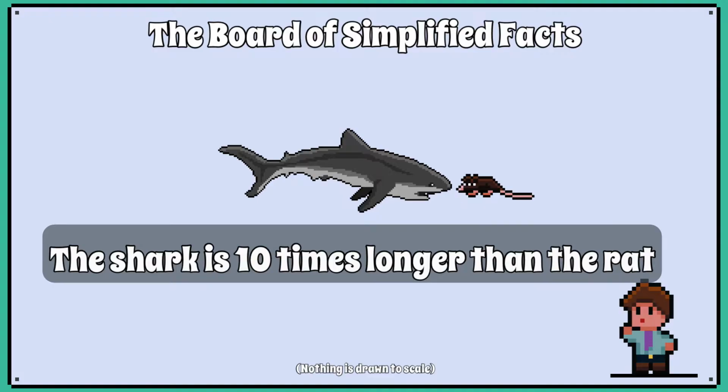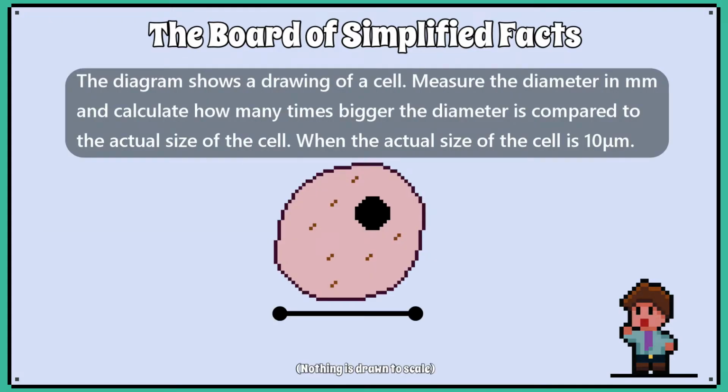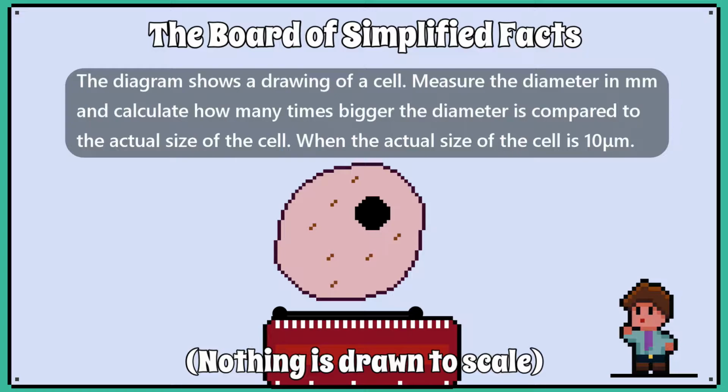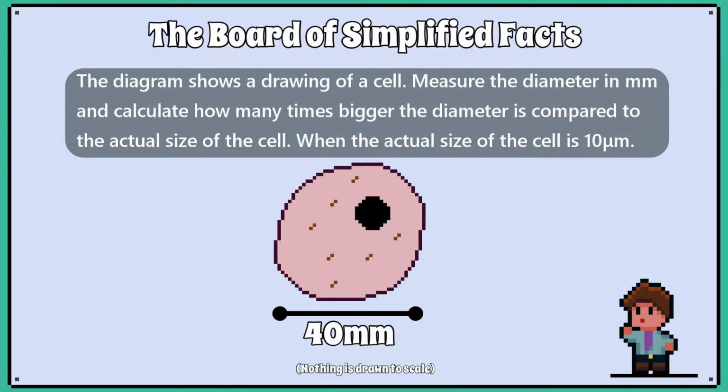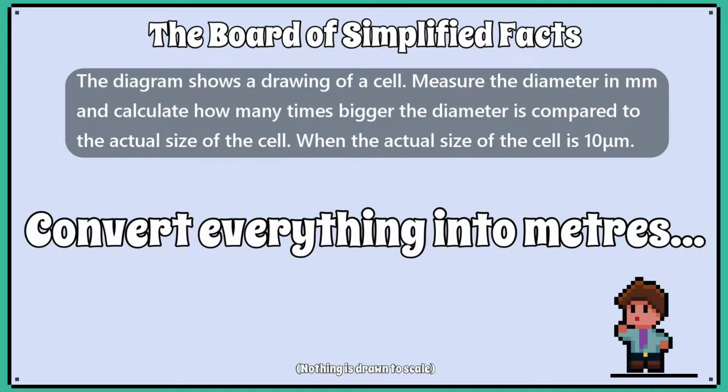Now don't worry if you are not sure when to divide or multiply. I have a trick for that. Now back to our original question. We look at the units it wants the ruler measurement in. It is in millimeters. We measure the drawing and it is 40 millimeters across. Now it asks us how many times bigger the drawing is compared to the actual size of the cell, which is only 10 micrometers across. So we first convert our units so they are all in meters.